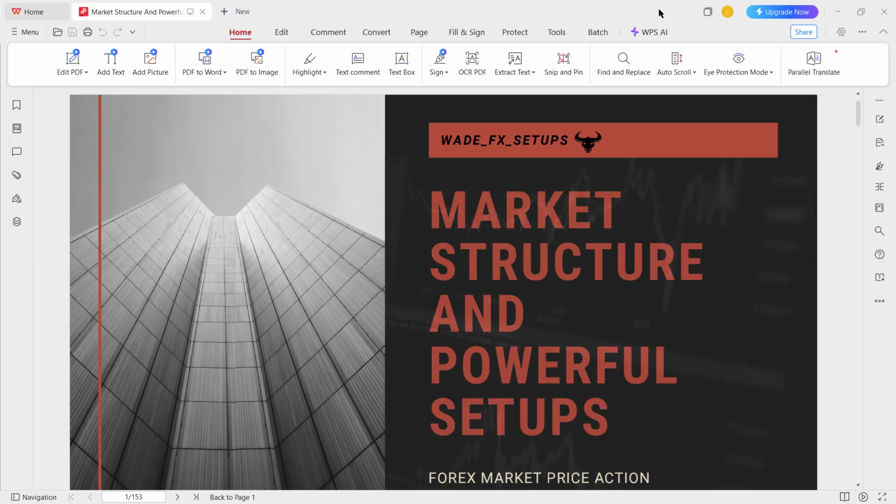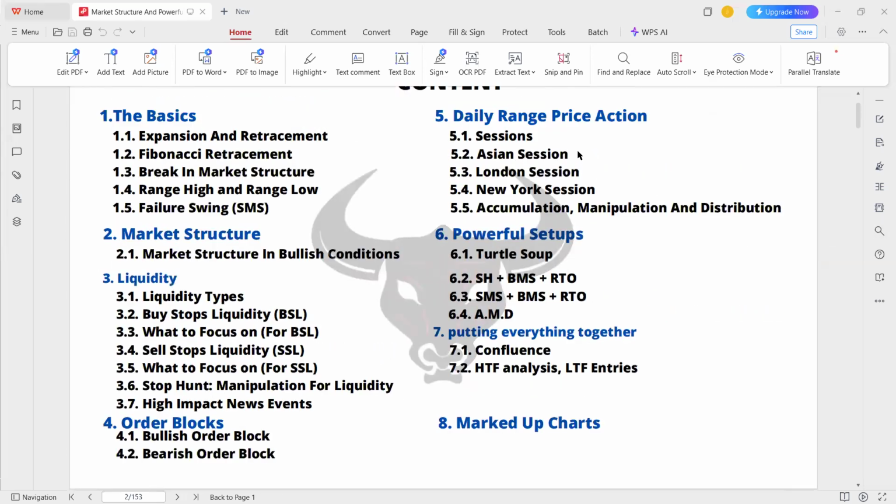So I'm back with the book Market Structure and Powerful Setups by WadeFX Setup. We are currently on chapter 6, the one we're going to be going through today. We'll be going through some of the most powerful setups. It's basically a compilation of everything we've gone through so far, I believe.